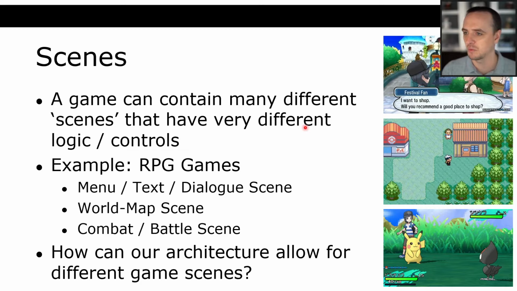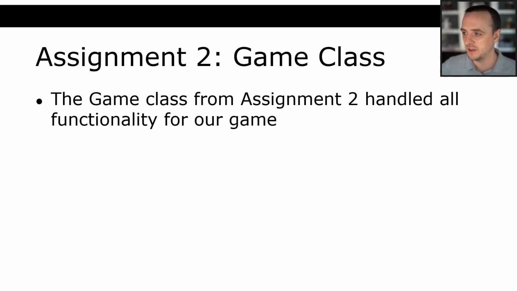So, in assignment 2, we had just the game class, because our game consisted of just, okay, you launch the game, you're in the one scene that the game has. There's no other scenes, right? We're just shooting geometry, that's it. So the game class from assignment 2 handled all the functionality for the game, because there was only one type of functionality that we ever needed, that one attack stuff, right? So it's kind of old school Space Invaders, only one scene that actually does anything.